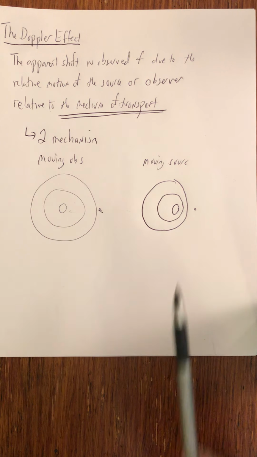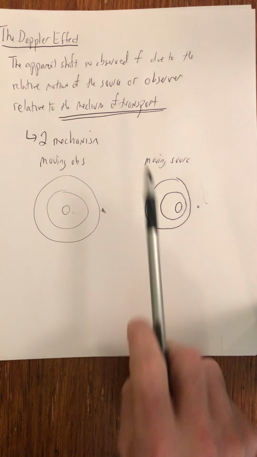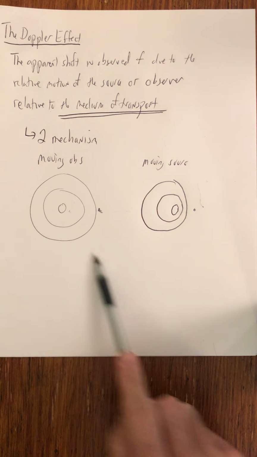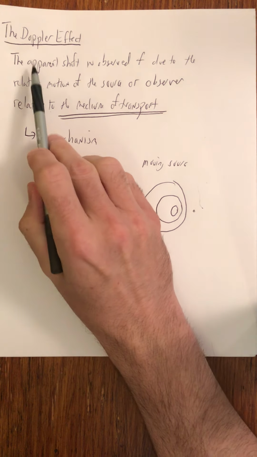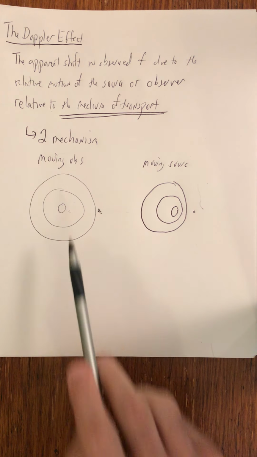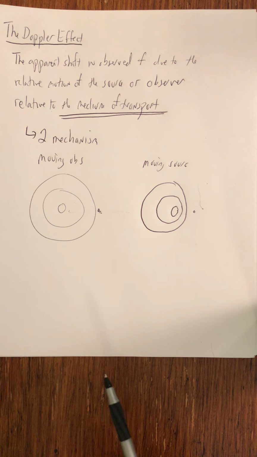And so the equation, therefore, has to account for a moving source and a moving observer independently and simultaneously. And that's going to be the hard part about this equation. Then remember, apparent shift. We say apparent because the source frequency is not changing through this, just the observed frequency is different than what the source is putting out.